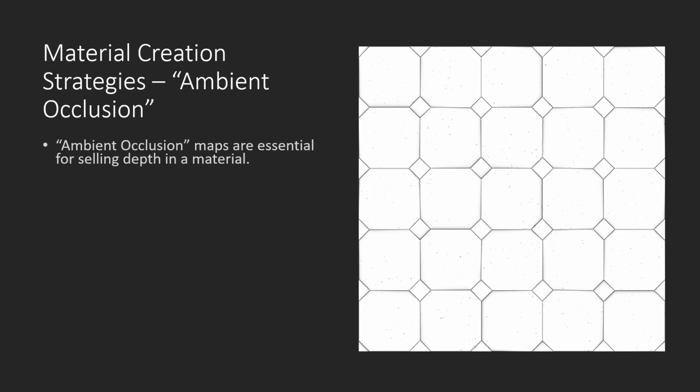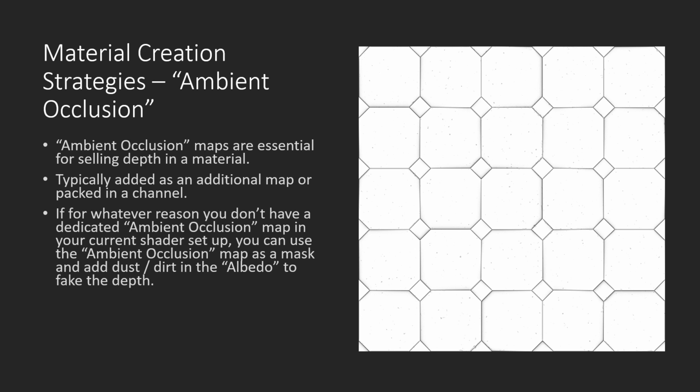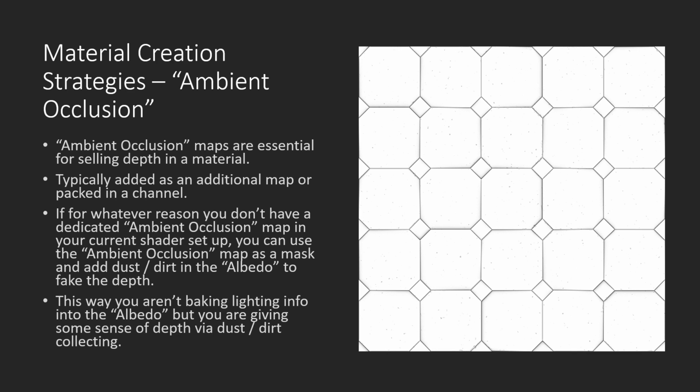And then as far as the AO goes, ambient occlusion maps are essential for selling depth in a material, typically added as an additional map or packed into a channel. I know that not everybody's game engine has the option to have an AO map, so if you don't have that, I would recommend taking the AO map and making a mask out of it by inverting it and just putting in dust or dirt. That way you aren't actually baking lighting info into the albedo, but you're giving a sense of depth via natural dust or dirt collecting.